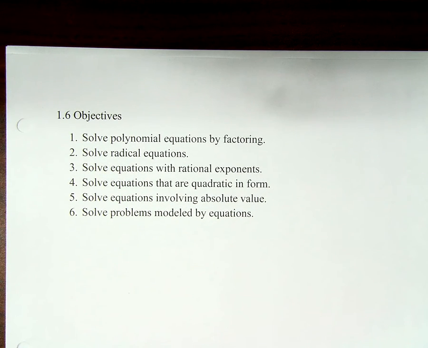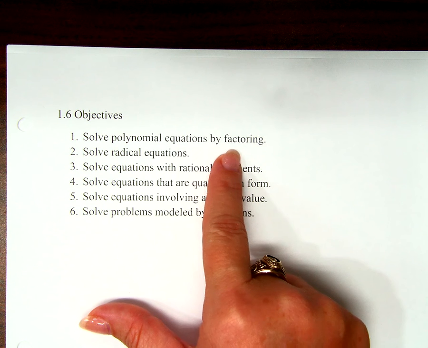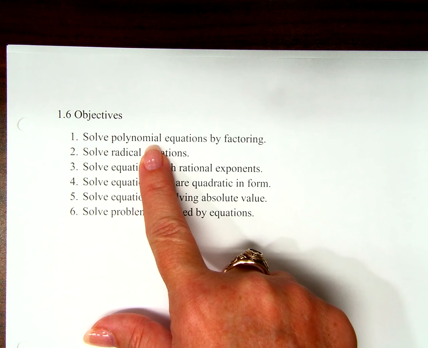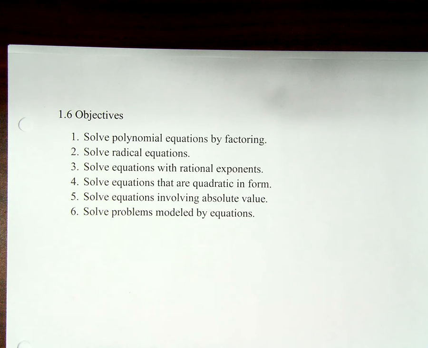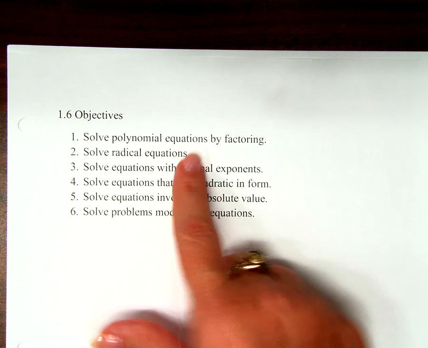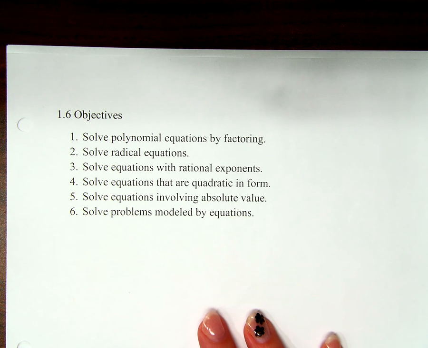Section 1.6 objectives. Here's what we're talking about today. Solving polynomial equations by factoring. Now, you remember in 1.5 we talked about just quadratics. But this goes into more polynomials, so like factoring by grouping, things like that. Factoring quadratic-like equations, and you'll see what that means in just a second.